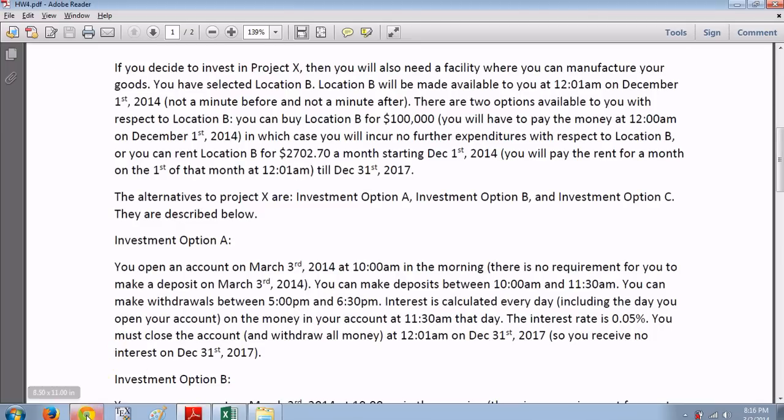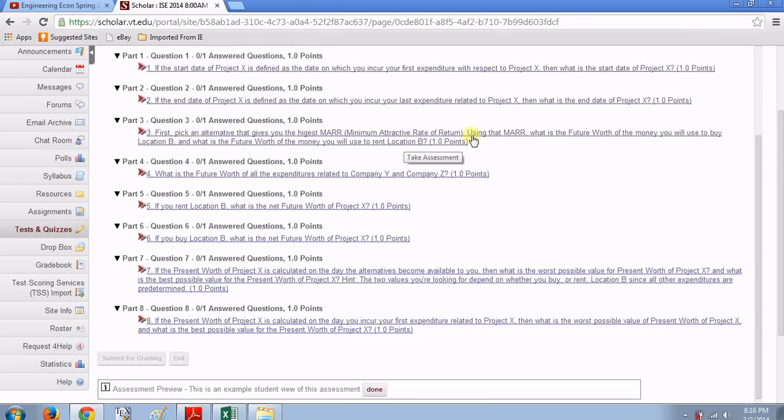Alright, now what is the next part of the question? The irritating part. I think I saw a couple of posts on the forum. I think there was one person who asked, is there an easier way to do this? Certainly, there is. And what is the easy way? I will show you. I'm not going to calculate this for you, but I will get you started. So let me see. What is the future worth of the money used to buy location B? That's taken care of. And what is the future worth of the money you will use to rent location B?